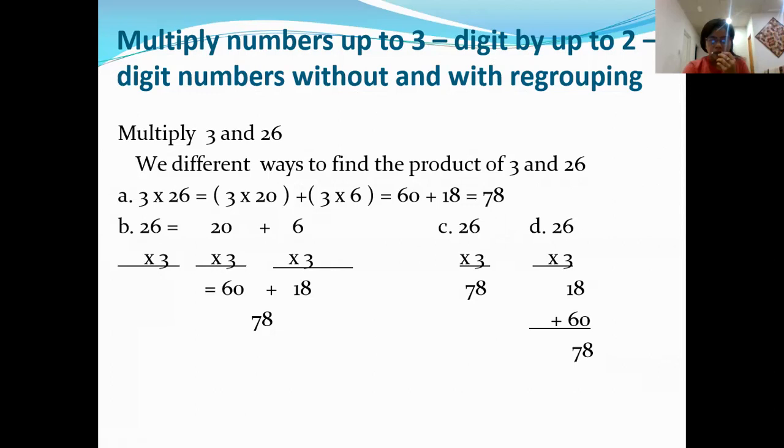Then C, we have this method. This is the old way, no? The old method that we usually use. Okay, 26 times 3. First, 6 times 3 is 18, write 8, then carry 1. 3 times 2 is 6, plus 1 is 7. Then D, we have 26 times 3. We multiply 3 by 6, so it's 18. And we multiply 3 by 20, that's 60, based on its estimated value. So 18 plus 60 is 78.